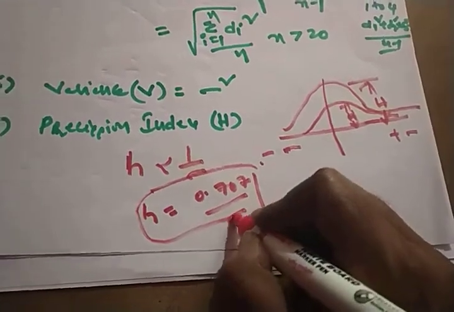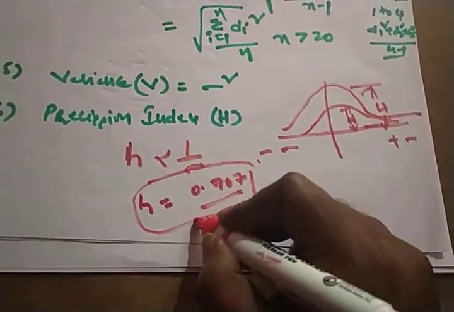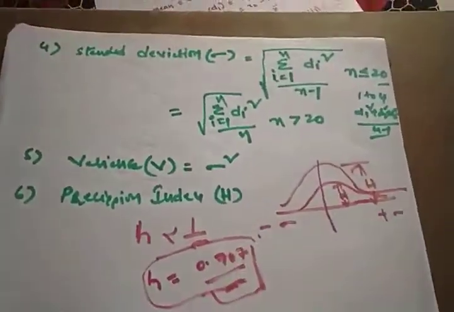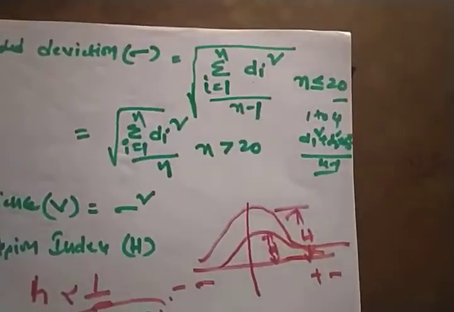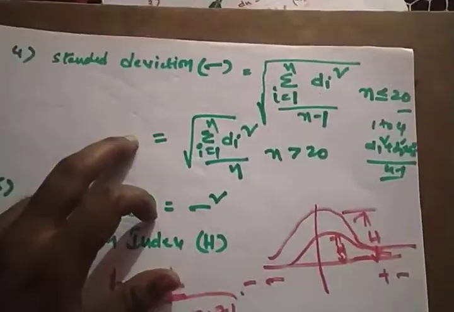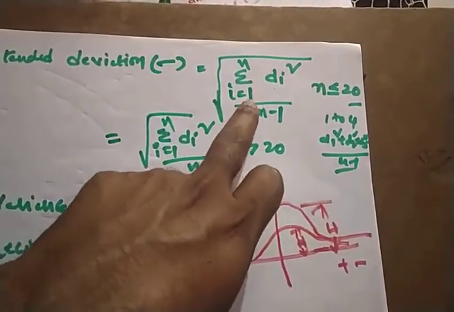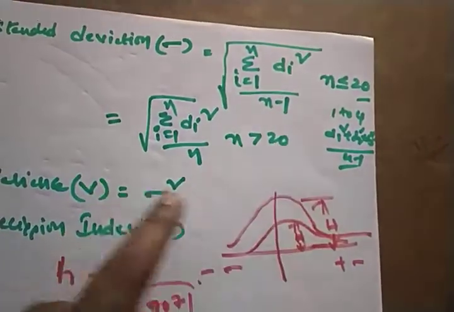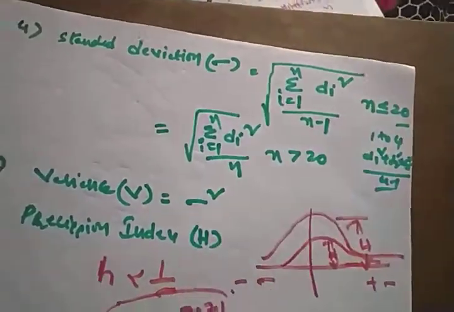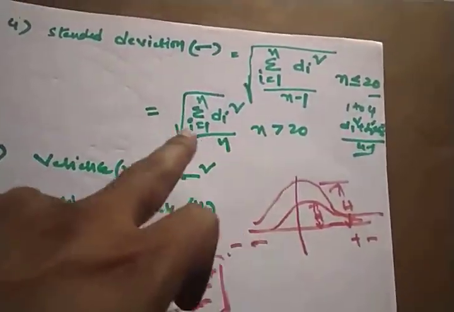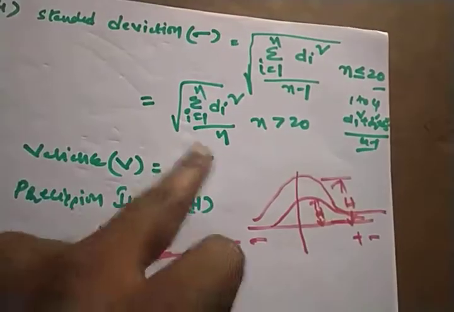So this is actually the formula for precision index. In this you derive the expression for a standard deviation. It can be denoted by sigma. So that is the square root of sigma i equal to 1 to n di square by n minus 1, if n is less than or equal to 20. If n is greater than 20, it is sigma i equal to 1 to n di square by n.